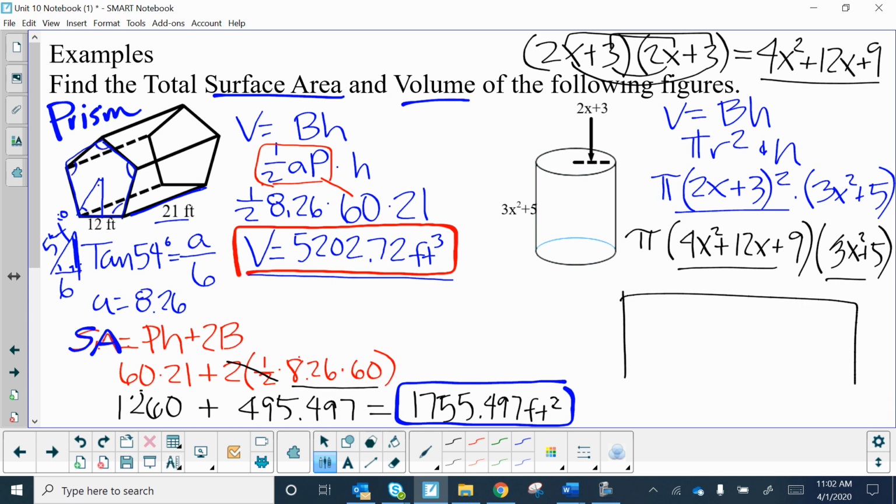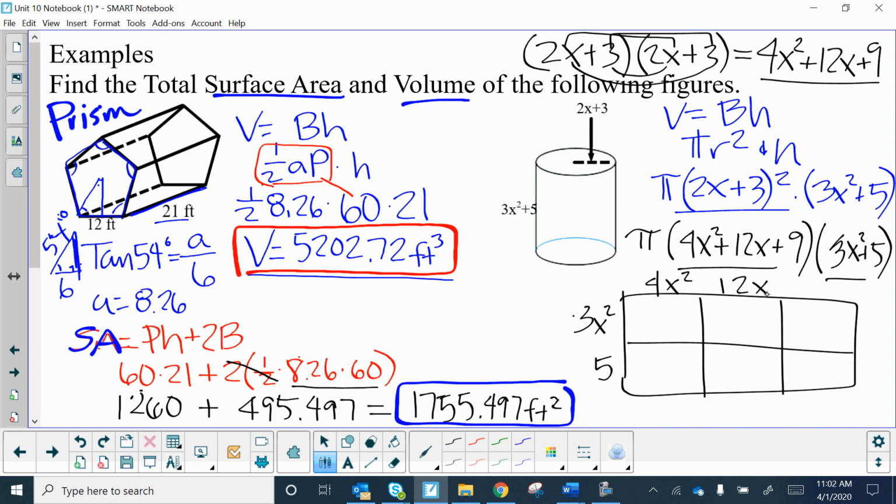So watch me do the box method. So I have two terms over here, 3x squared plus 5, and then I have three terms here: 1, 2, 3. Okay, so 4x squared is here, 12x is here, and 9 is there. So now if you multiply each one, whatever ends up being in that box is going to be almost your final answer. We just have to make sure we include the pi.